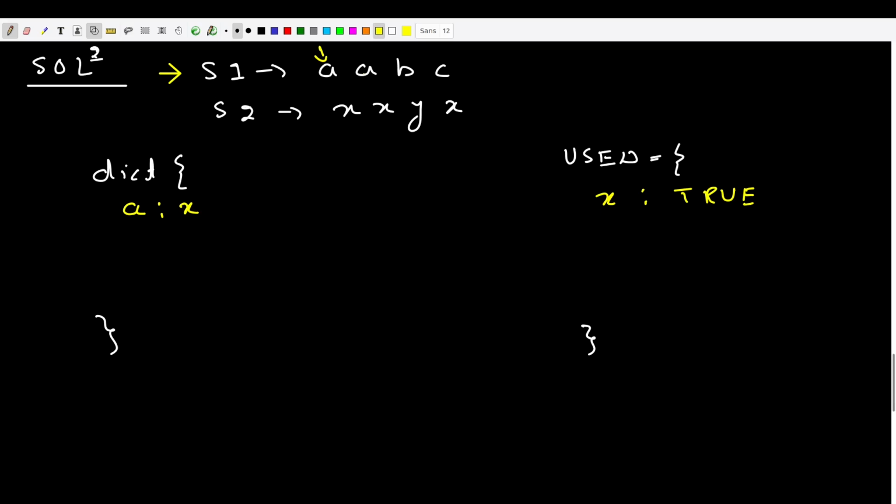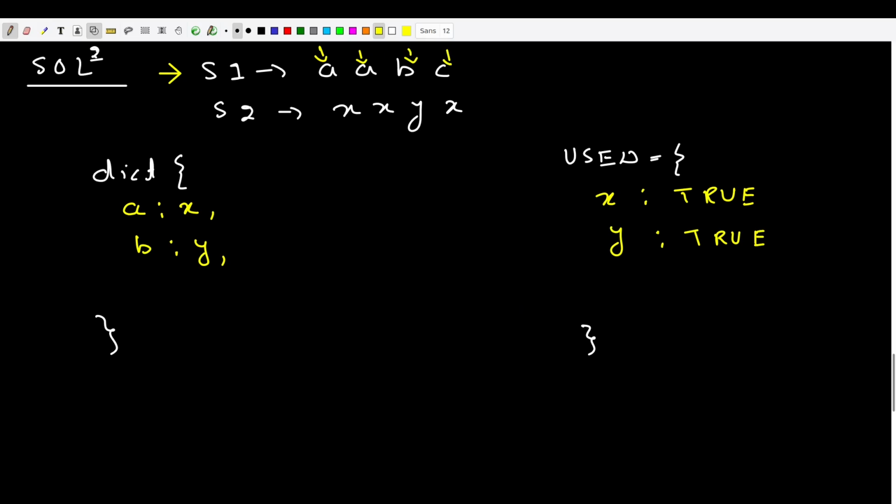Next time again we go to A, and we see that A's entry is already there. Since A's entry is already there, it must correspond to X, and it is corresponding to X, so we are okay there, and we will proceed forward. This time we will see B, and B's entry is Y, so we'll make an entry of B to Y, and we will mark Y as true. So that's fine. So far we are here.